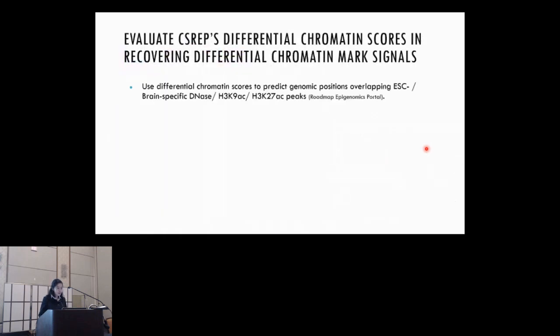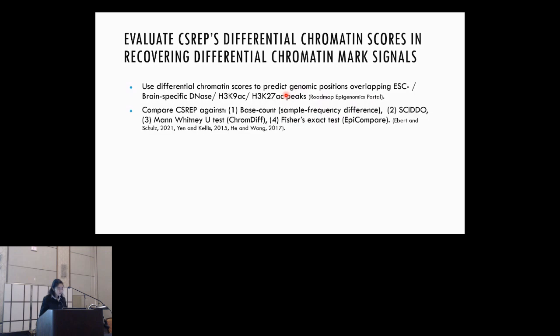Next, we show another evaluation where we use the differential chromatin scores between ESC and brain samples to predict the genomic positions that overlap with either ESC-specific or brain-specific peaks of DNase, H3K9ac or H3K27ac. And we compare the performance of CS-REP against 4 other methods. 3 of them are existing published methods, and 1 of them is the base count method, where we just take the difference of the sample frequency between the 2 groups.